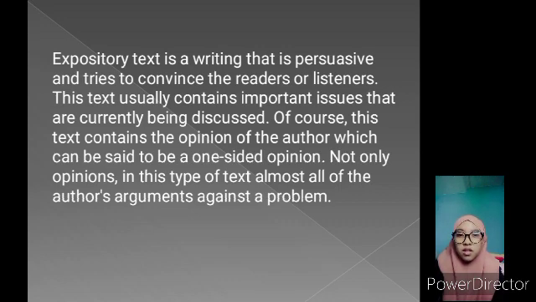This text usually contains important issues that are currently being discussed. Of course, this text contains the opinion of the author, which can be said to be a one-sided opinion. Not only opinions, in this type of text, there is almost all of the author's argument against a problem.